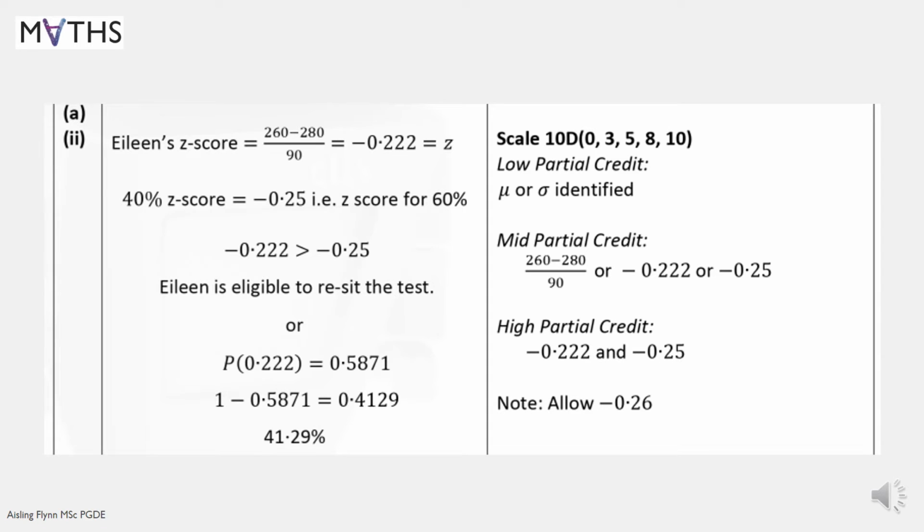So here's the marking scheme for that. And yes, she is eligible to resit the test. Here's our z-score of minus 0.25 and minus 0.22. Now alternatively, you can do it via the z-score route in the beginning. 10 marks for that. Again, it's opportunity to gain different partial credits along the way.